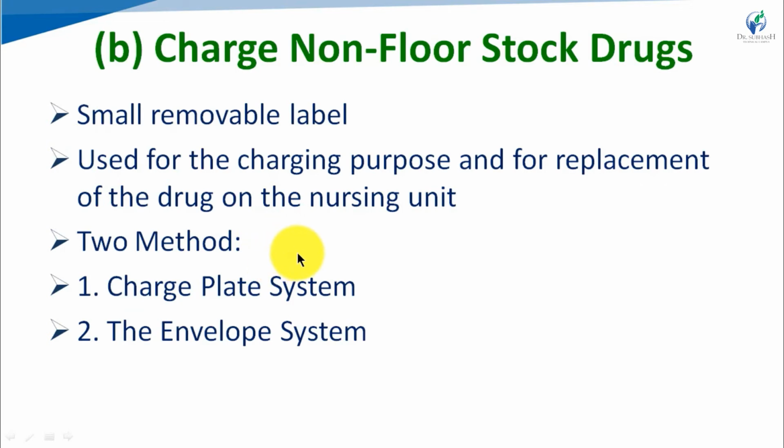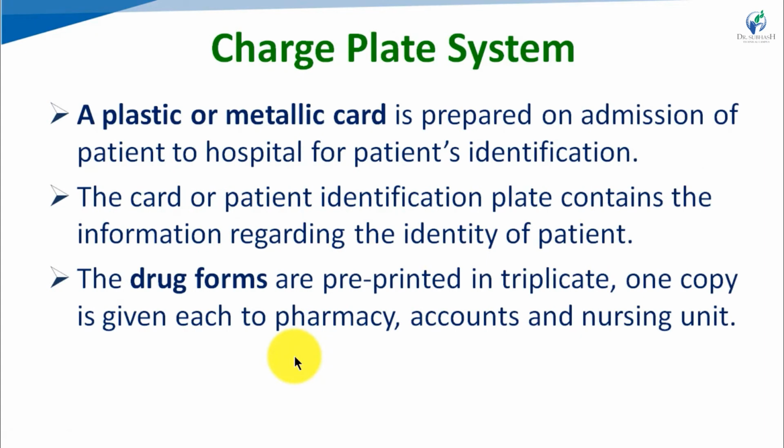One of them is the charge plate system, and another one is the envelope system. So first we will see the charge plate system. Here there will be a plastic or metallic card that will be prepared on admission of the patient to the hospital for patient's identification. मतलब if a patient enters a hospital as an inpatient, we are considering the inpatient, then a plastic or metallic card for the patient will be prepared, and that will be for the patient's identification.